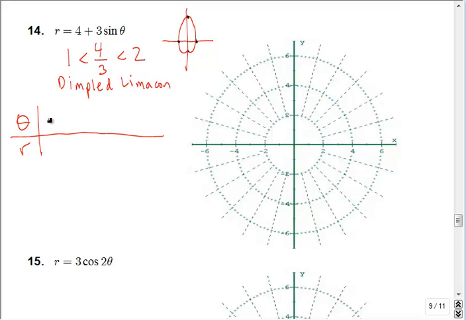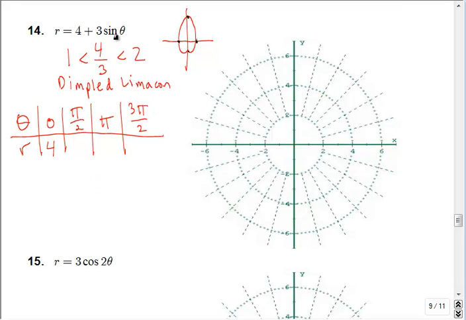my graph. So we'll let theta start at 0, and then we're going to look at pi over 2, we're going to look at pi, and we're going to look at 3 pi over 2. So if I plug in 0 for this theta right here, sine of 0 is still 0, 3 times 0 is still 0, and 4 plus 0 would be 4. So this r value is going to equal 4.